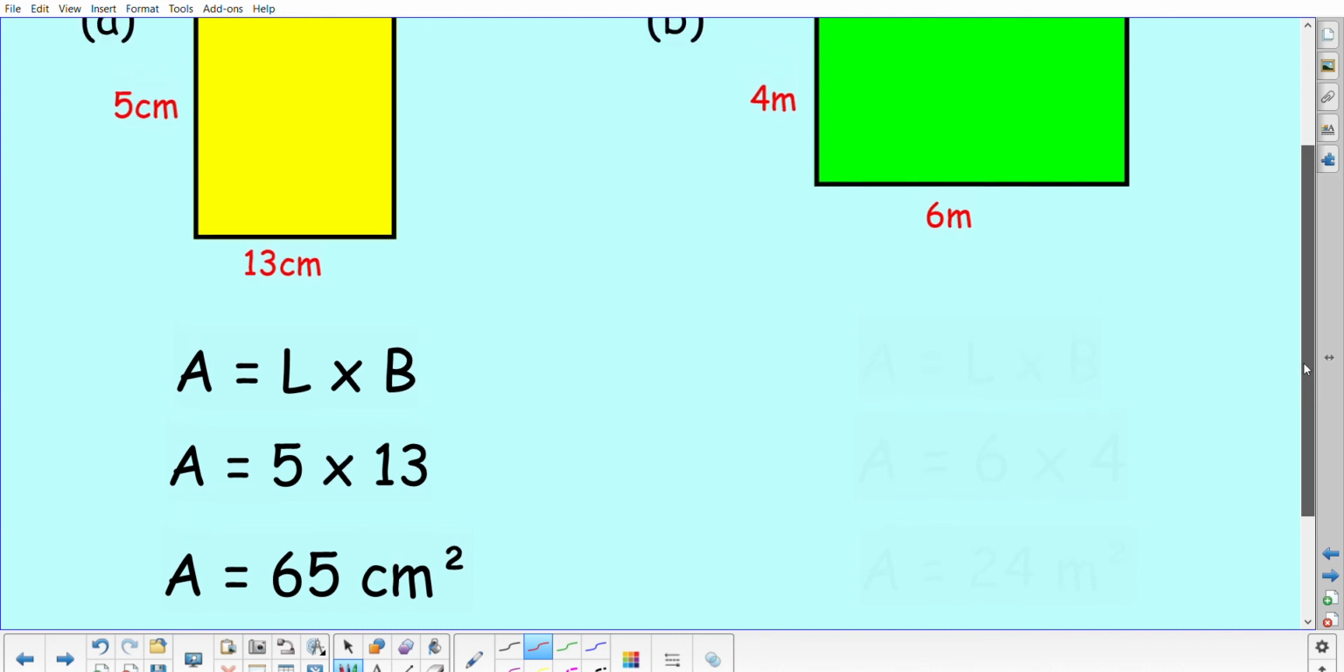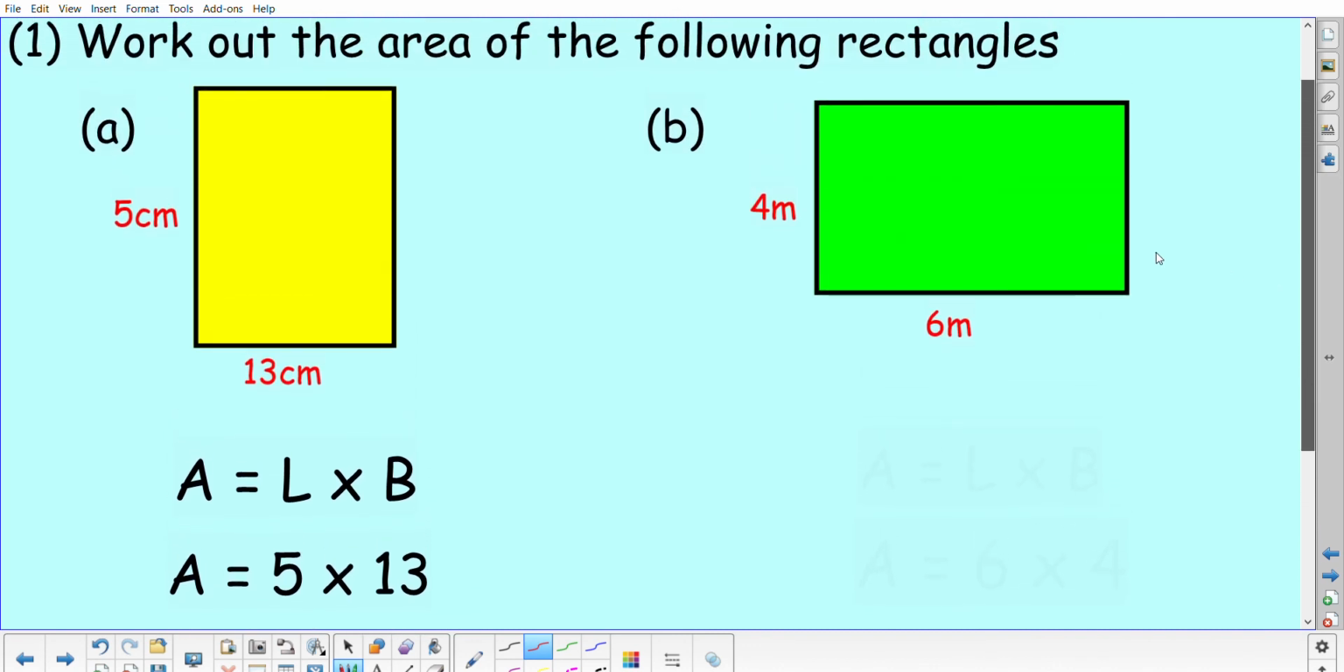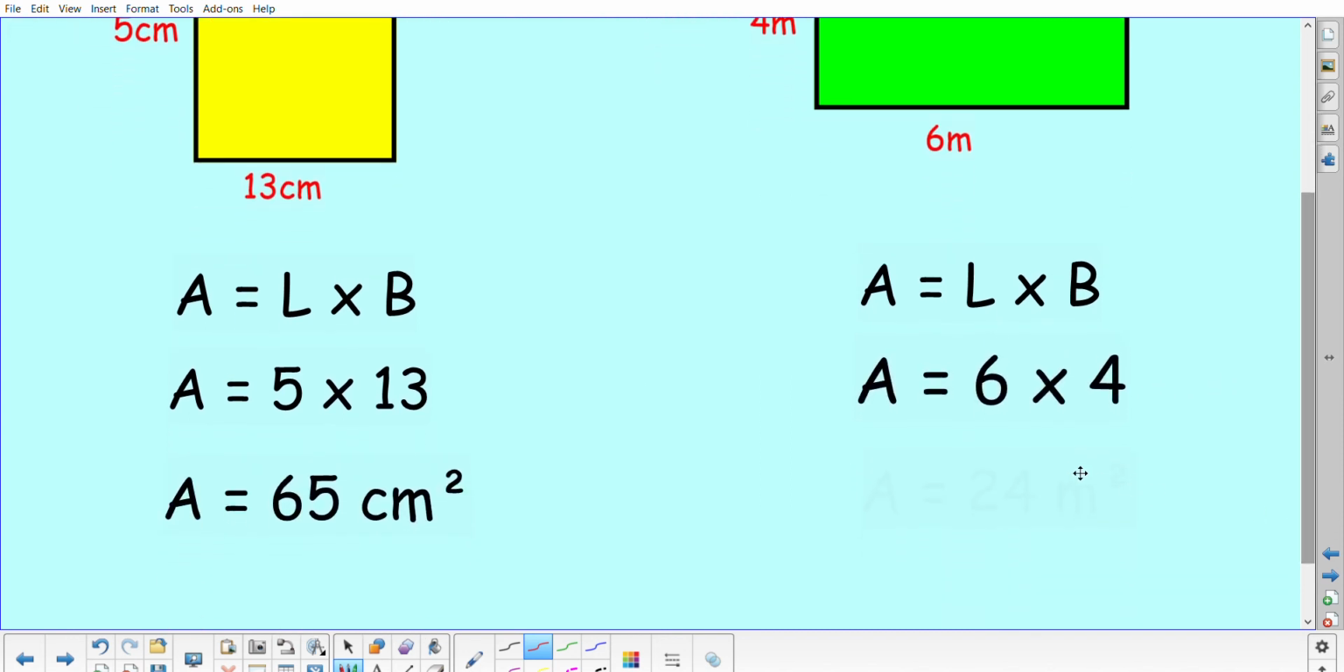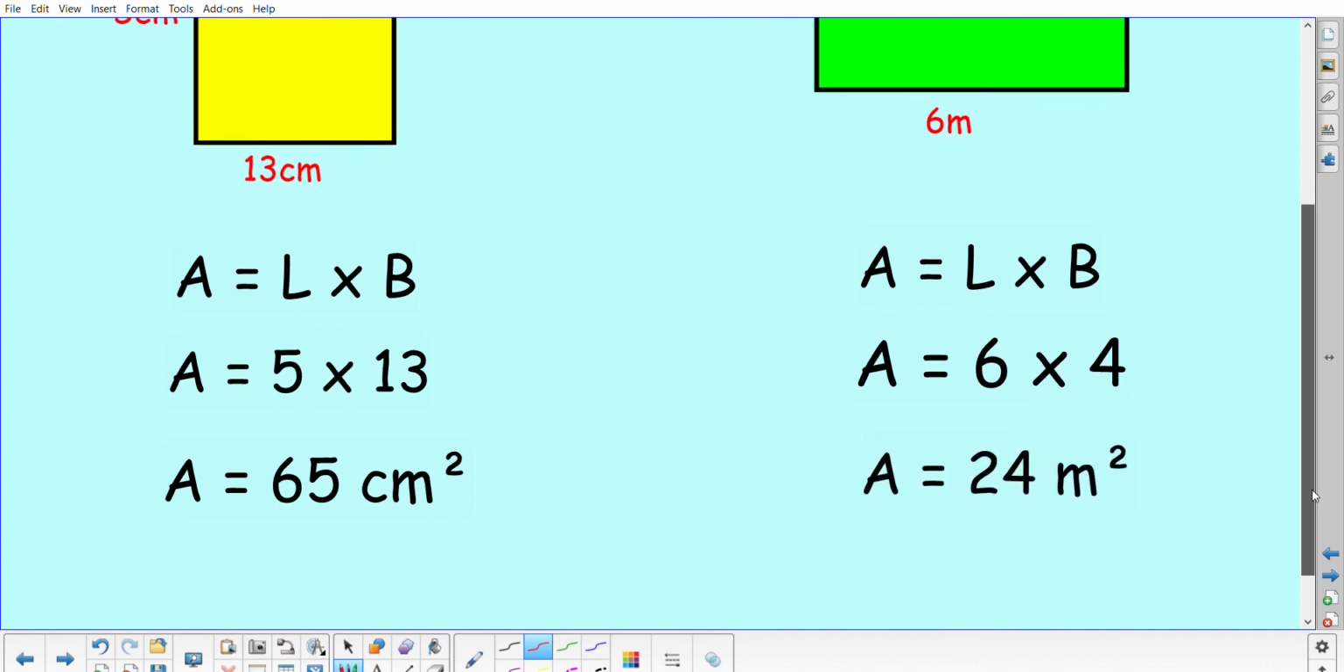For the second example here, the length and breadth measure 4 metres by 6 metres. Again, if you're working out the area, you'd write down the formula. So area equals length times breadth. You'd put your numbers in, 6 times 4, and you get the answer of 24 square metres.